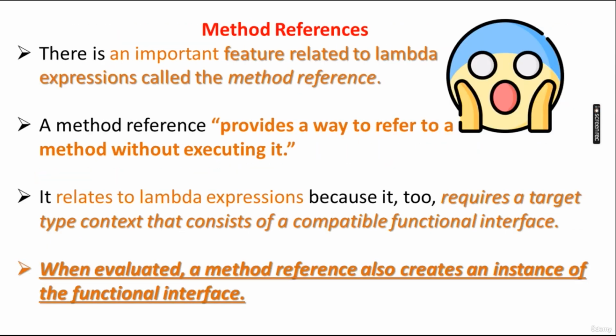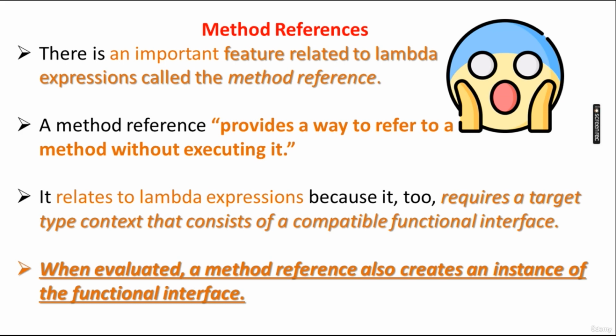Next, method references. There is an important feature related to lambda expressions called the method reference. A method reference provides a way to refer to a method without executing it. So we will refer to a method, but we will not execute that particular method. How is it possible? When we refer to a particular method, we are indirectly calling it. We will see that.